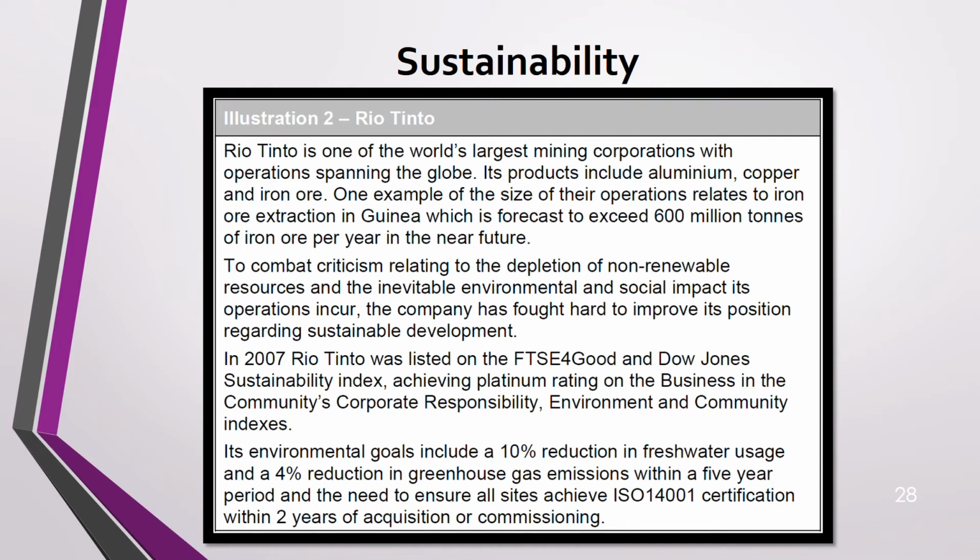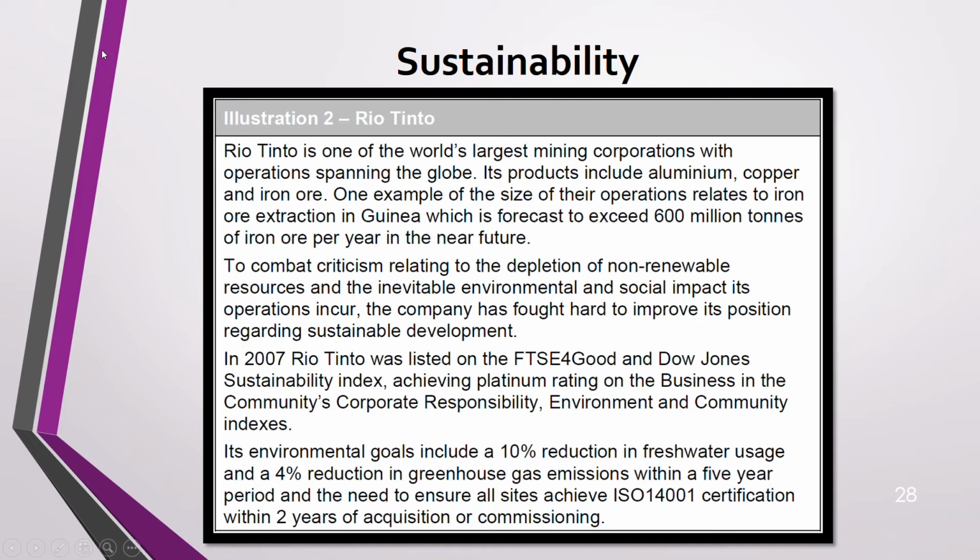So what did this company do, this Rio Tinto? They fought very hard so that they can improve their position, so that they can show that they are taking care, that they are into sustainable development. So in 2007, what happened? Third paragraph. Rio Tinto was listed on the FTSE4Good and Dow Jones Sustainability Index.